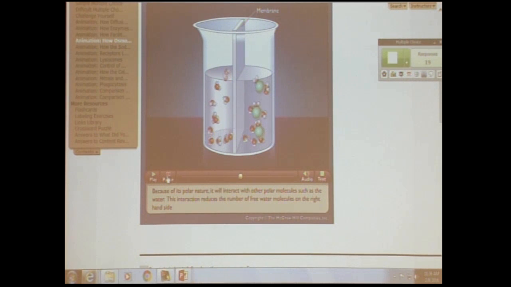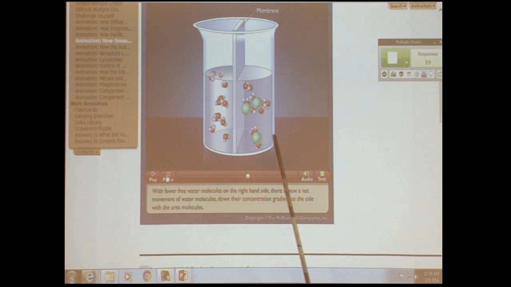So what do you see happening with those green urea molecules? They attached to the water, and since water is bouncing back and forth, these waters that attach to the urea can't move anymore. They're kind of attached. So that means which side has more free water? It's the left. So which way do you think water is going to move? It's going to move to the right.